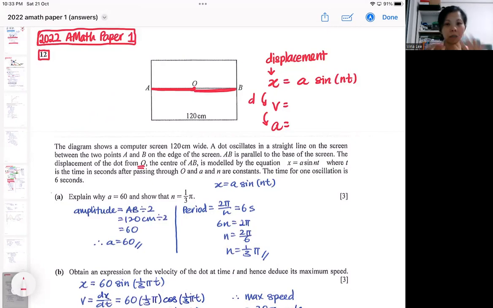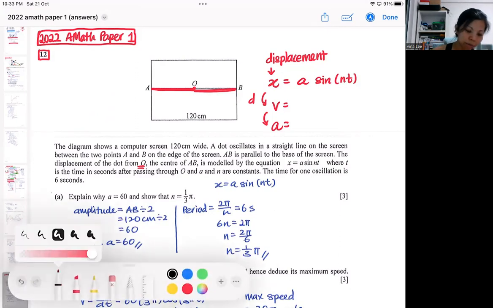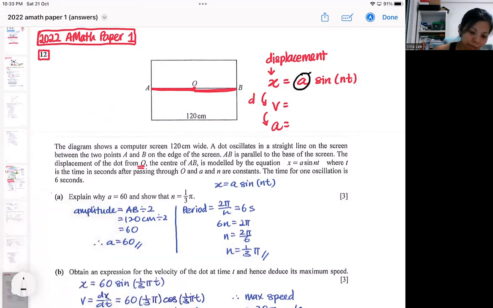And if you see a function like this, it should also relate to you that this is the amplitude. The amplitude is like the highest and the lowest, divided by 2. And this n is the one that is responsible for the period. In this question, they actually gave you the period. The time for one oscillation is 6 seconds. So this is the period.